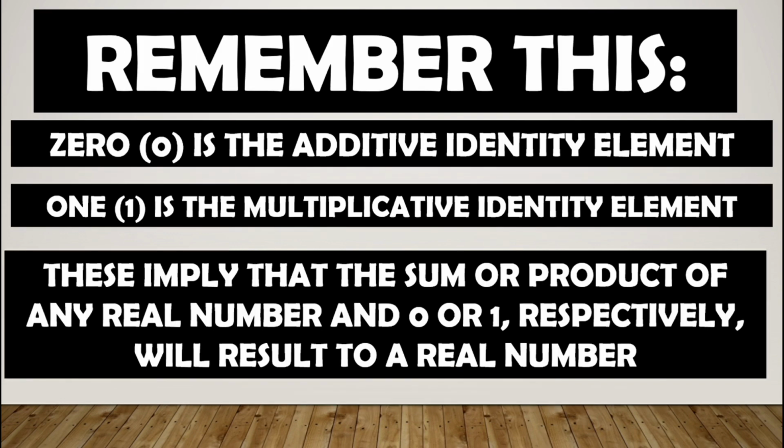Remember this. 0 is the additive identity element. 1 is the multiplicative identity element. This implies that the sum or product of any real number and 0 or 1 respectively will result in a real number.